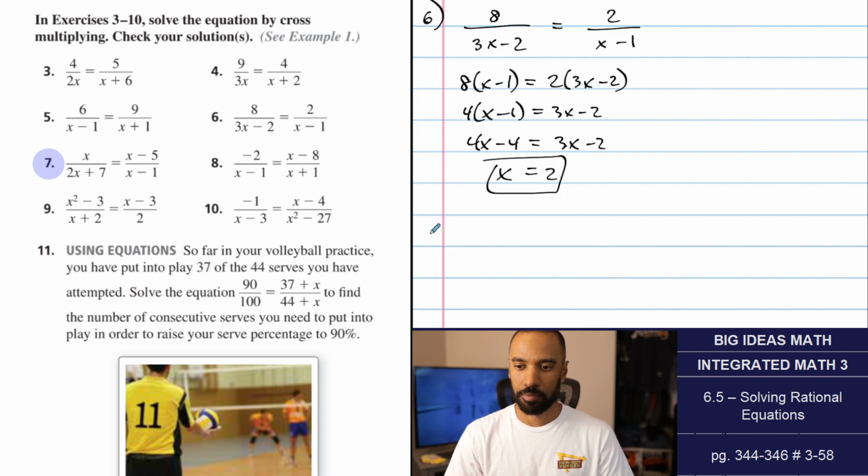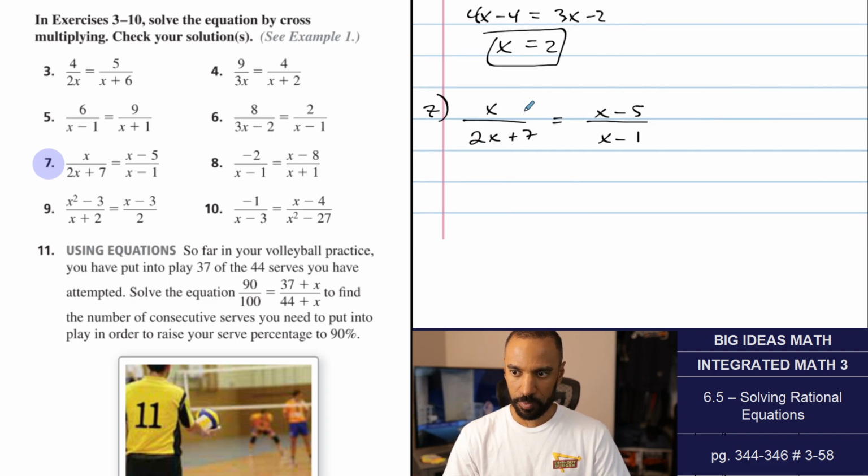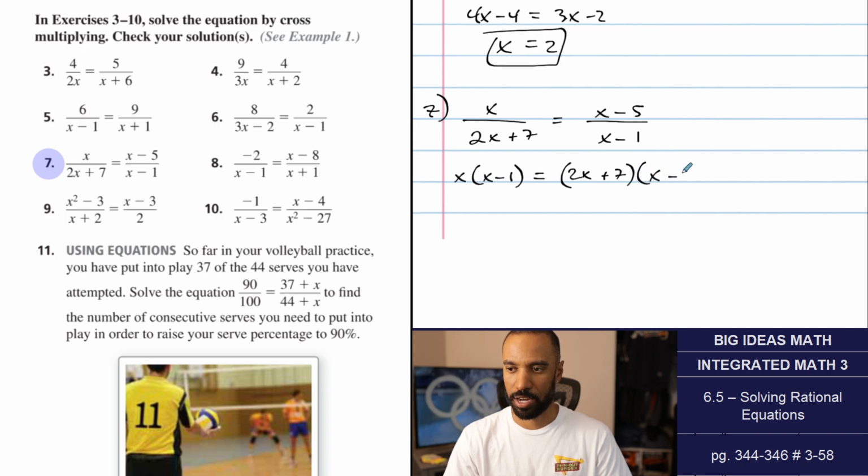Number 7. All the rest of these look like they have quadratics involved. You might say, hey, I don't see any x squareds here. We haven't cross multiplied yet. Here we're going to multiply an x with an x. x minus 1 will multiply with x, and boom, a quadratic is born. And 2x plus 7 with x minus 5. So through distribution, you get x squared minus x. Through FOIL, you get 2x squared minus 3x minus 35.